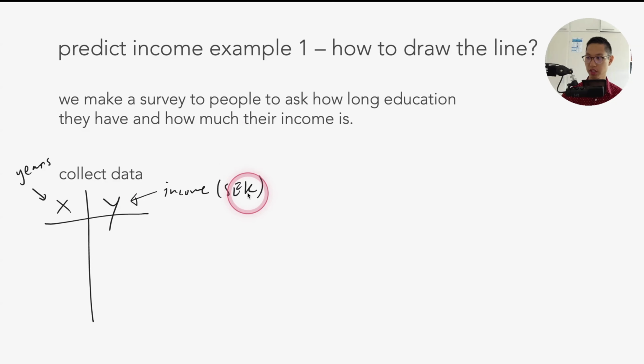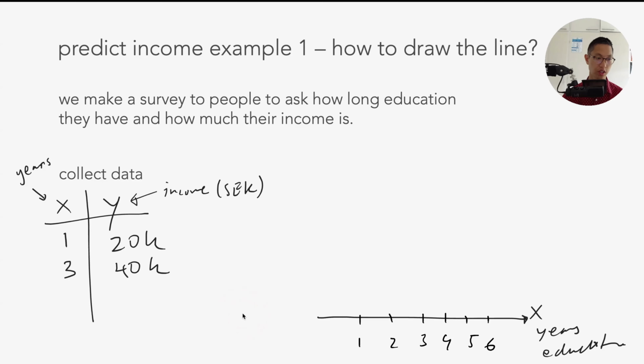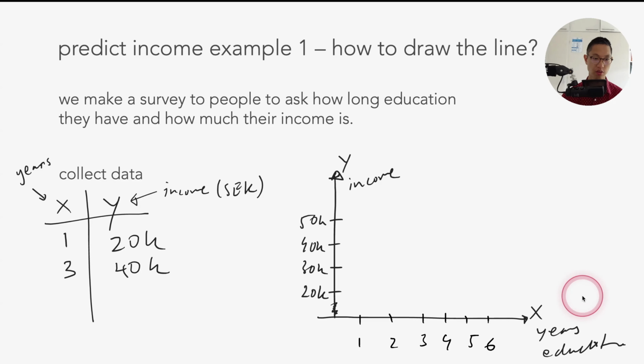You have income as, for example, SEK, Swedish crowns. And you have a few data points. Here, someone with 1 year of education has 20K income. Someone with 3 years has 40K, etc. Then we can draw the line. We start with the x-axis, number of years of education, and we have the income as the y-axis. And then you plot out these points. You can see here, the first point is 1 year of education, 20K. And then the second point, 3 years of education, 40K.